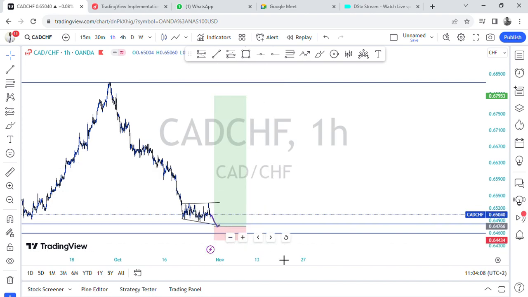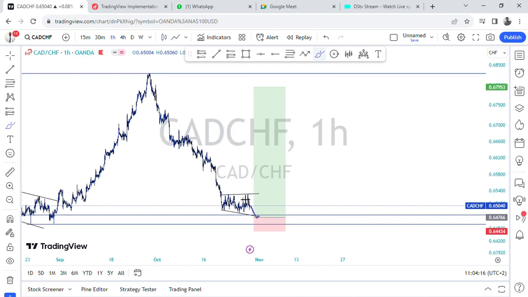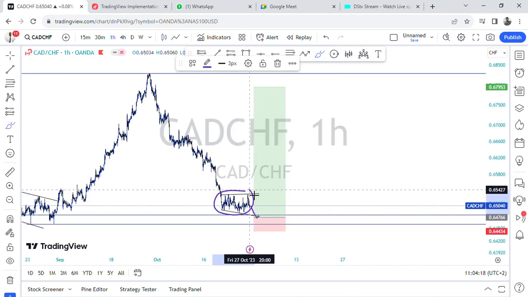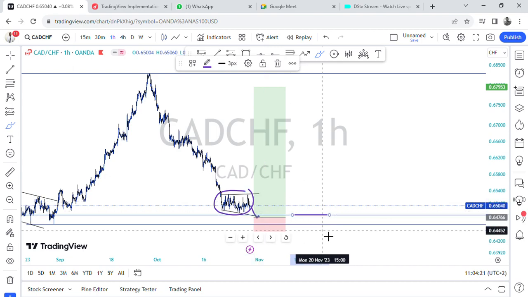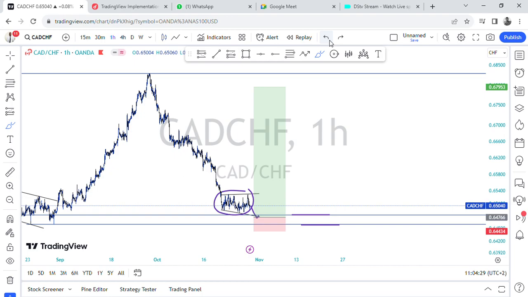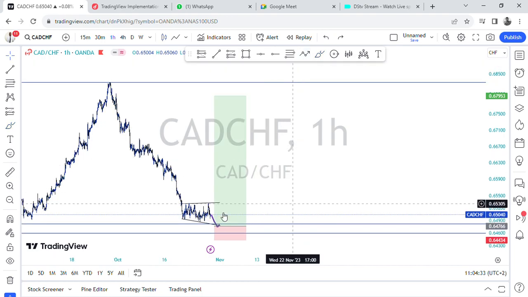So that's what you want to observe there with the CAD CHF. What you're looking out for now is this pattern and these two areas here. The first demand support line, and then the second. It might want to come and touch this one at the bottom, but nonetheless, we will observe what it does during the course of the week.